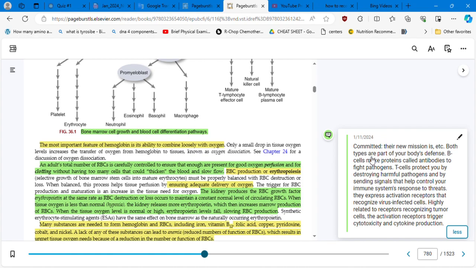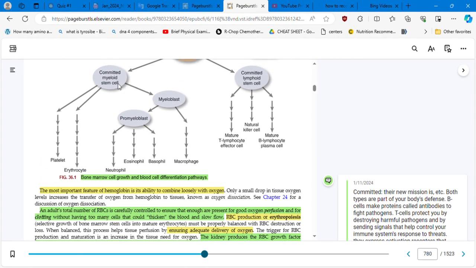Both types are part of your body defense, okay? So you have the committed myeloid stem cells that are coming from the marrow, and you have the committed lymphoid stem cells coming from the lymph node, the lymphatic system. So now they are subdivided. The committed myeloid stem cells give the platelets, the erythrocyte, as we mentioned, because it's coming from the marrow.